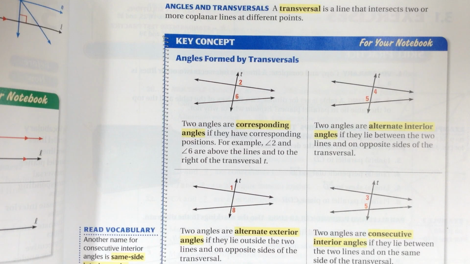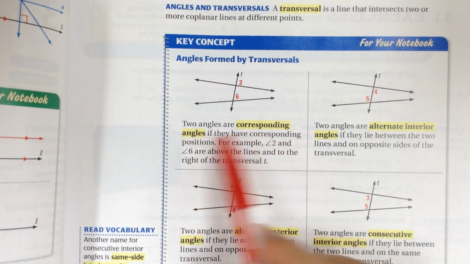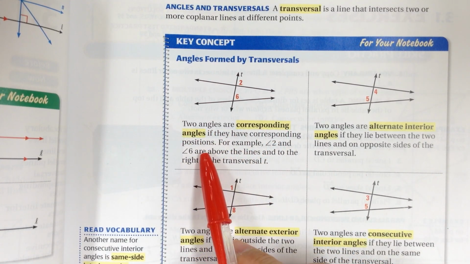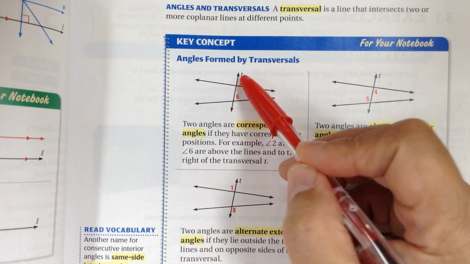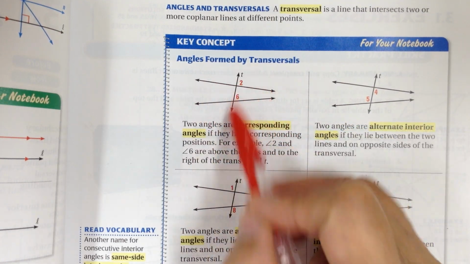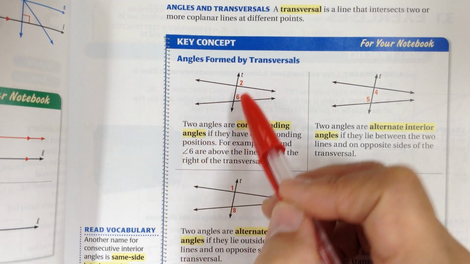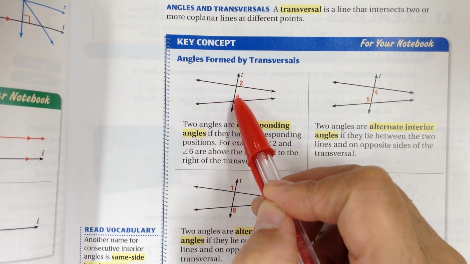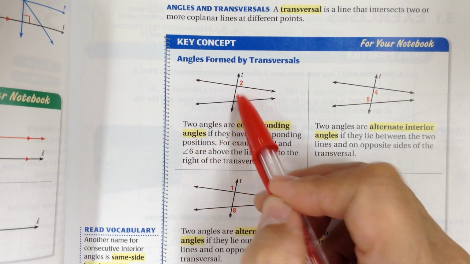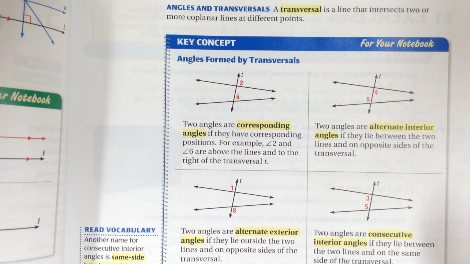Now once you get the transversal cutting through lines, there are different angles that have names. Two angles are corresponding angles if they have corresponding positions. So these two are corresponding angles because, if you look at the intersections, angle 2 is on the upper right-hand corner, and angle 6 is on the upper right-hand corner. If they have the same position, those are corresponding angles. Corresponding angles occupy the same position at different intersections.